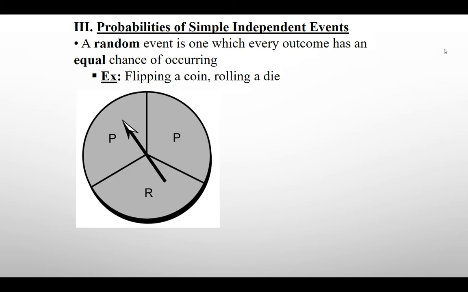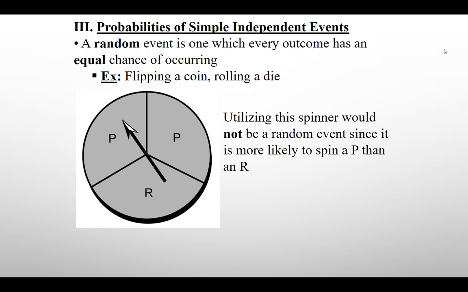This diagram shows a situation where you would not have a random event. So I have a spinner that's divided into 3 equal sections. But the problem right here is that when you look at the spinner, 2 of the sections are a P. So if I were to spin this thing, it's much more probable that you're going to land on a P in comparison to an R because you have twice the area in terms of where you could land on a P in comparison to an R. So utilizing this spinner would not be a random event since it is much more likely that you would spin a P in comparison to an R.